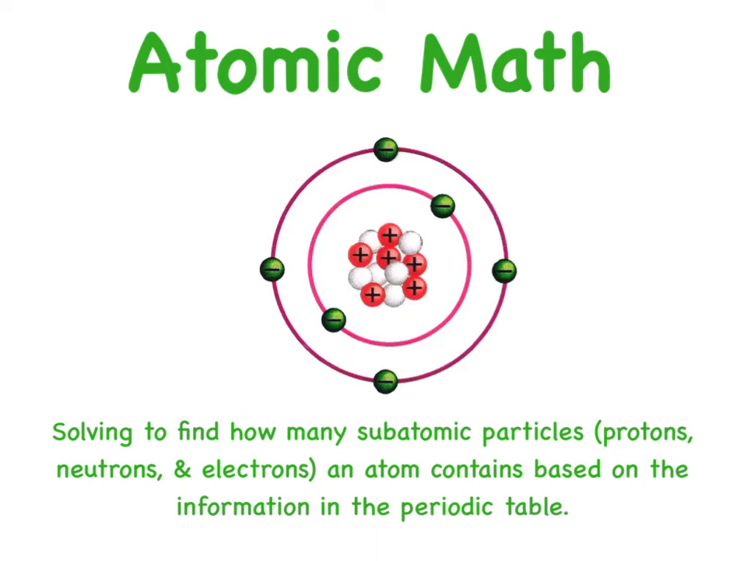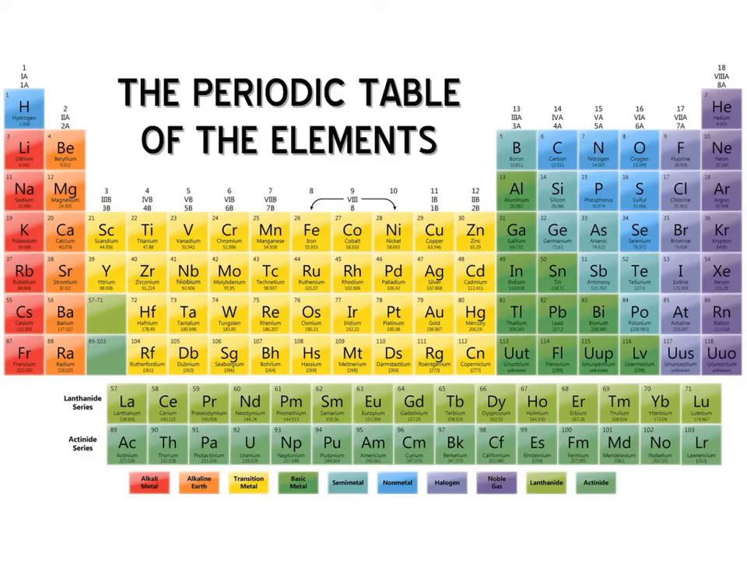Atomic math. What you will be doing is learning how to find how many subatomic particles, and those are protons, neutrons, and electrons, an atom contains based on the information in the periodic table. Here is an example of a periodic table of elements. We are going to zoom in on the element oxygen to identify the subatomic particles that are within its atom.